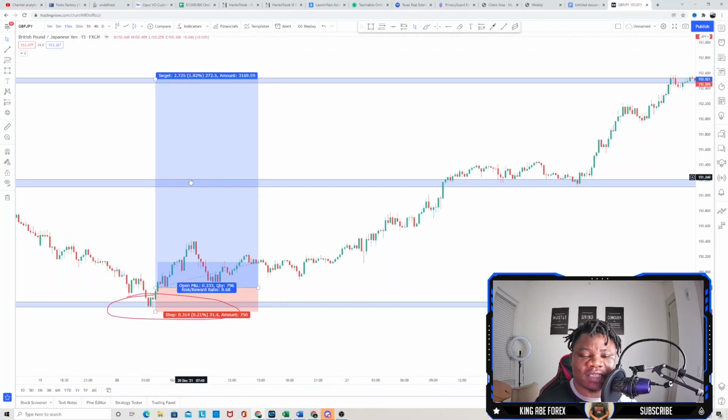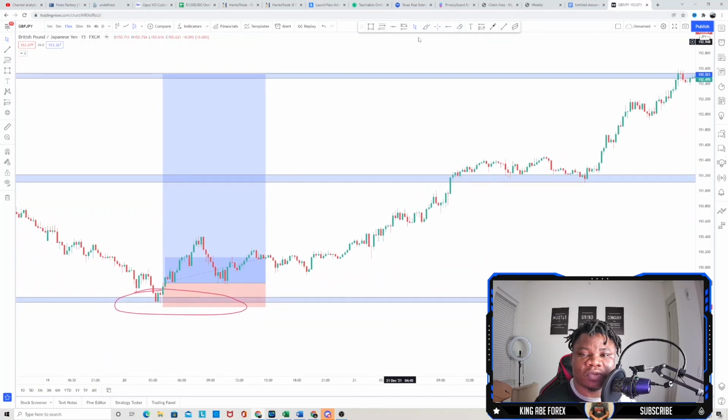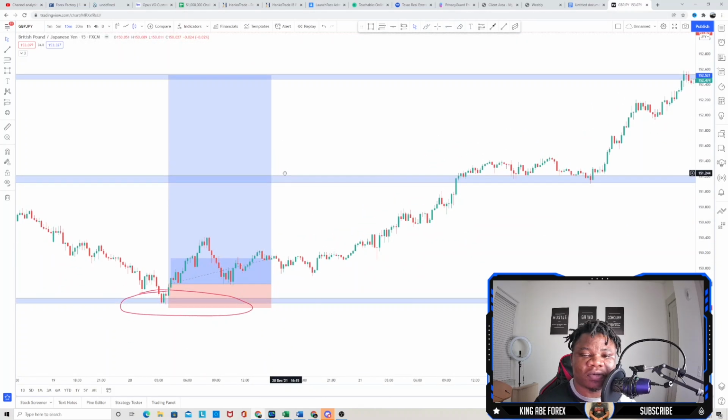Once my first take profit hits over here for this buy position, I don't know what's going on with this. So once my first take profit hits over here, for 140 pips, what do you think I'm going to do?